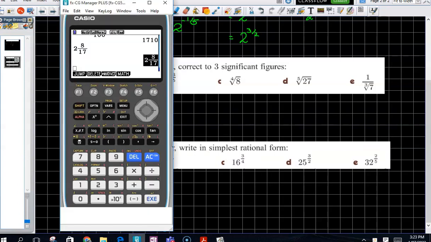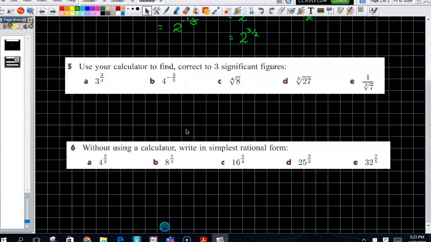So going up, let's do, right, to the whatever fifth that is. 4 to the minus 3/5.